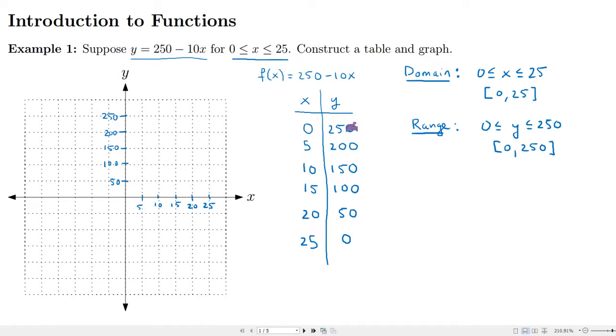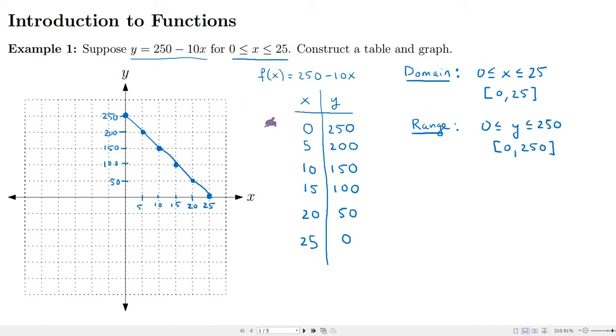Okay, so then we can plot our points. So at 0, 250, we're getting our first pair of points. 5, 200, 10, 150, 15, 100, 20, 50, and then 25, 0. And then all the values in between this, right? Since those are matching up to potential inputs.